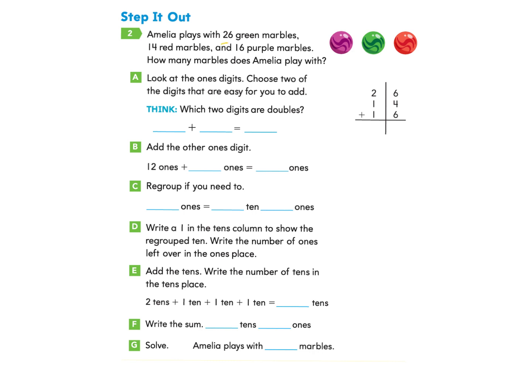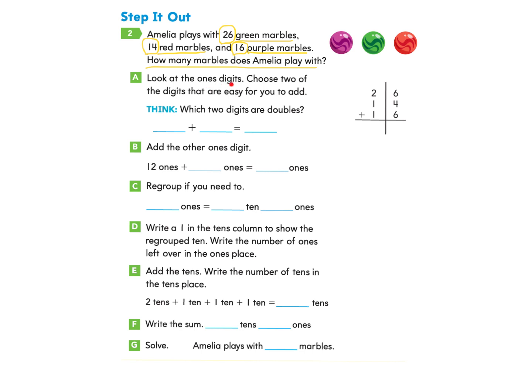Amelia plays with 26 green marbles, 14 red marbles, and 16 purple marbles. How many marbles does Amelia play with? All right, we have once again seen that they are writing out the addition equation for us: 26 green marbles, 14 red marbles, and 16 purple marbles, and we're adding them all together to find out how many total Amelia plays with. Let's look at part A.